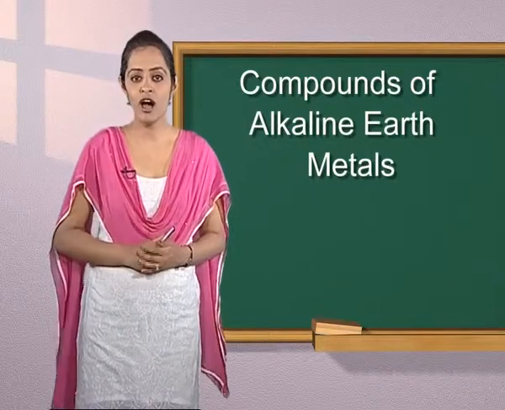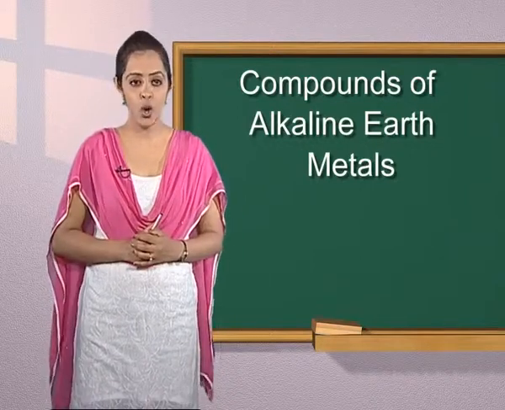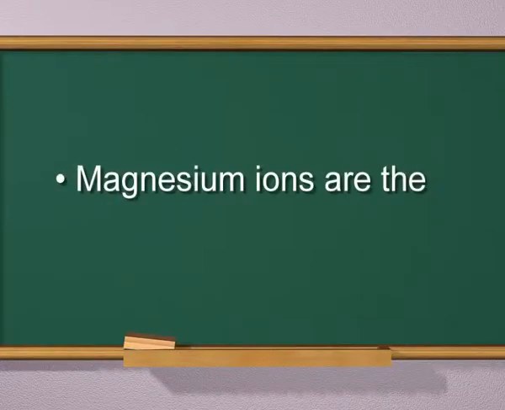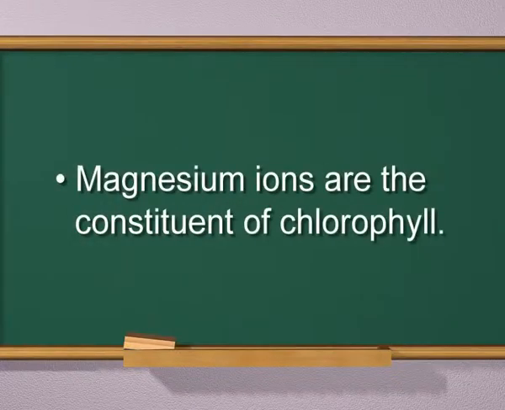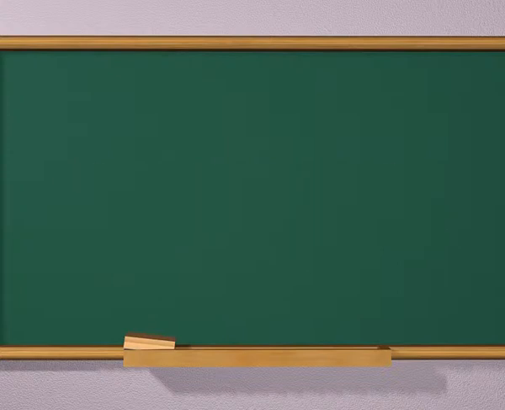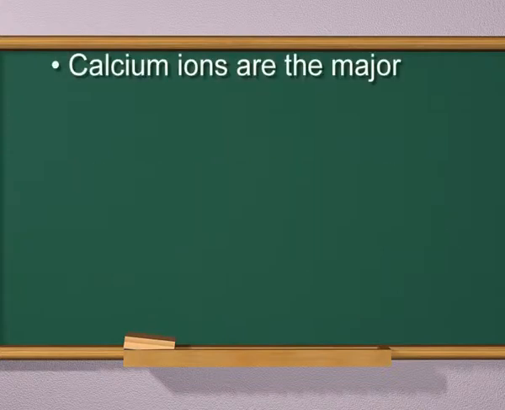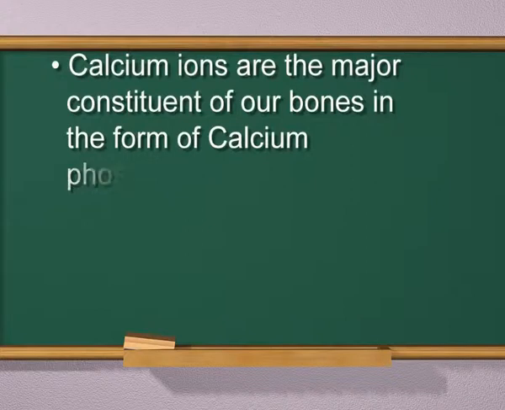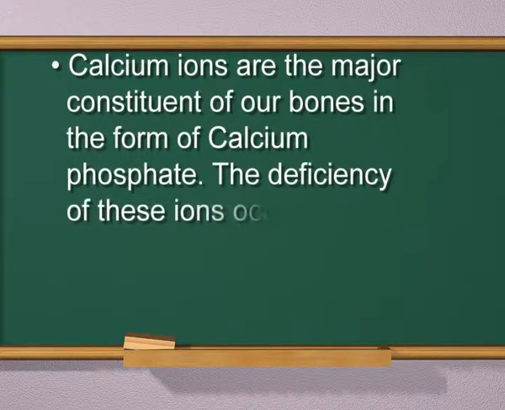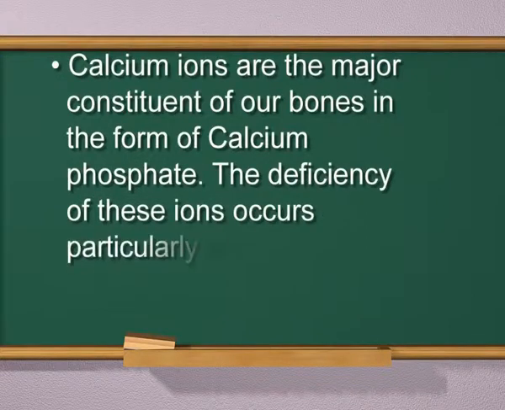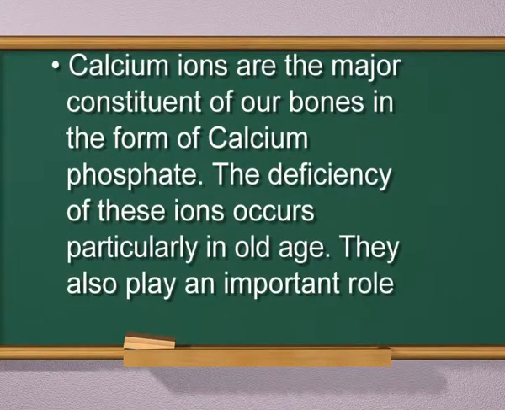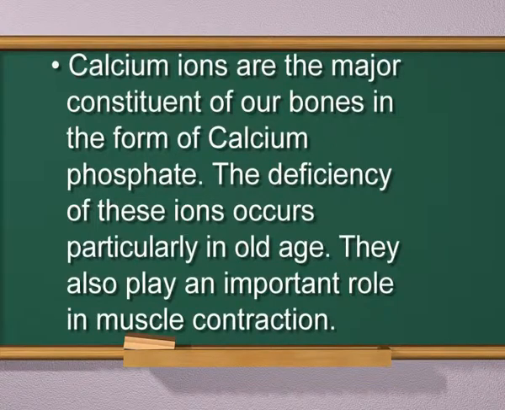And they perform a variety of biological functions. Magnesium ions are the constituent of chlorophyll. Calcium ions are the major constituent of our bones in the form of calcium phosphate. The deficiency of these ions occurs particularly in old age.